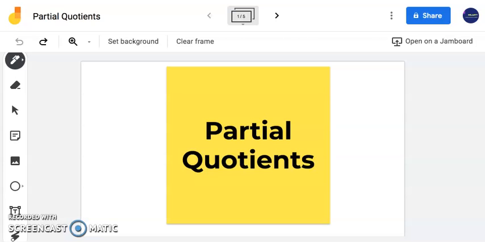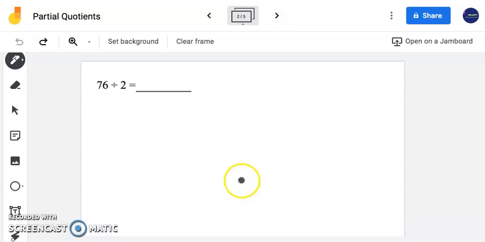Hello, fourth grade. In this video, we are going to learn about partial quotients. The first problem we have is 76 divided by 2.